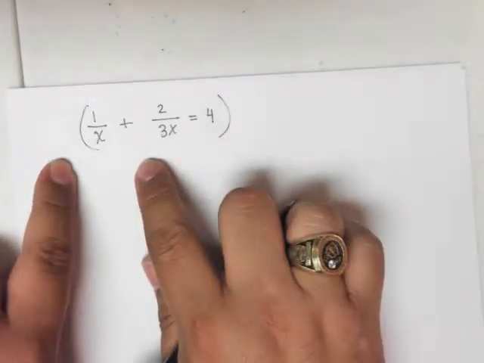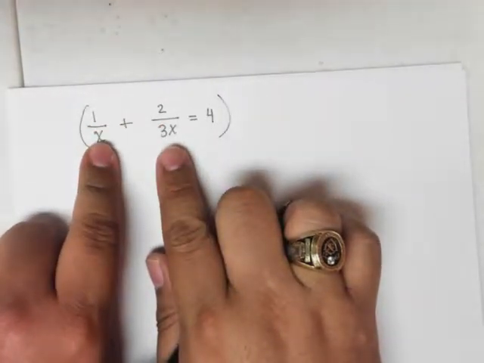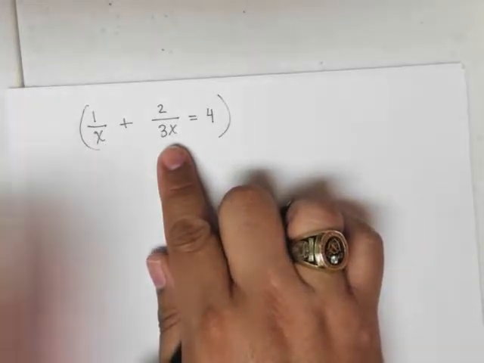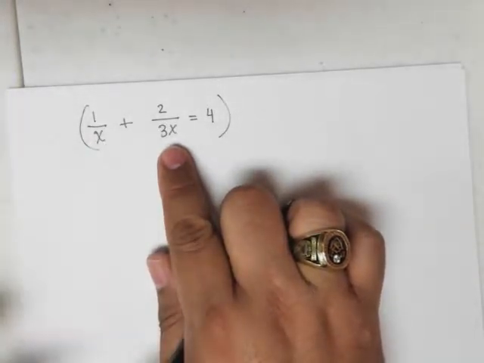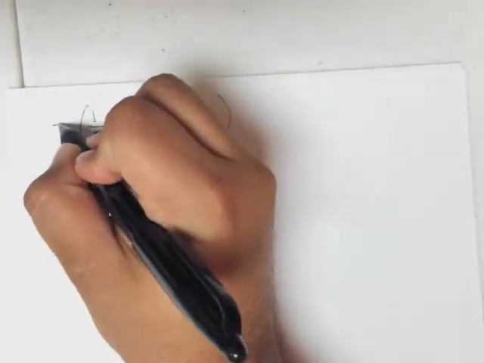Well, the common denominator for x and 3x happens to be just 3x. So you'll have to figure out how to get there, but once you figure that part out, it's very easy. So the common denominator is 3x.